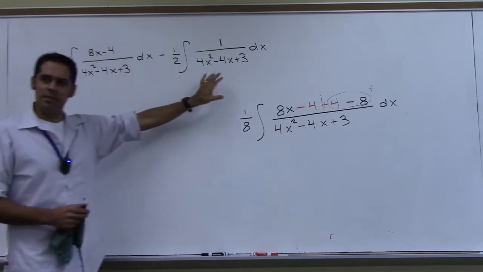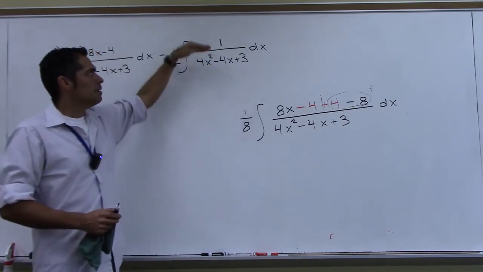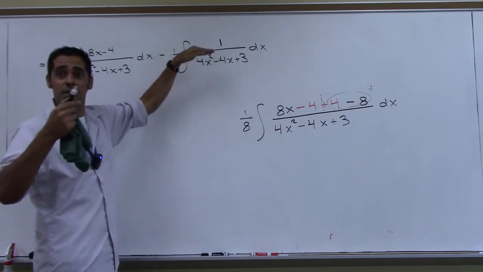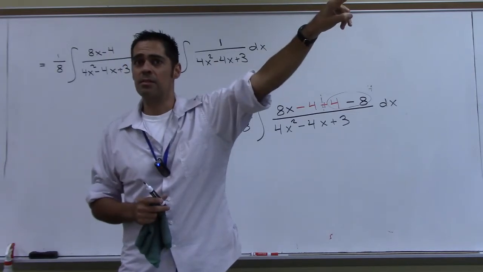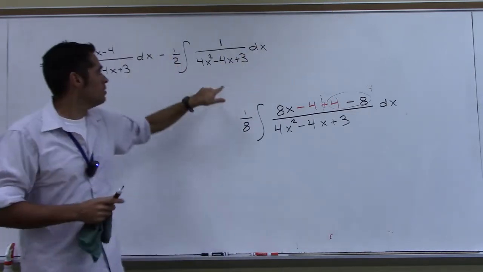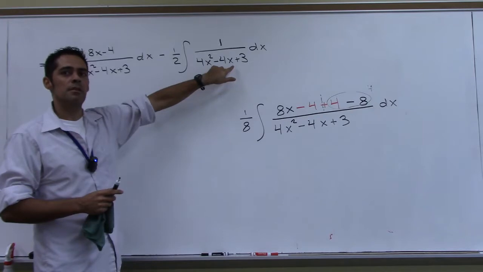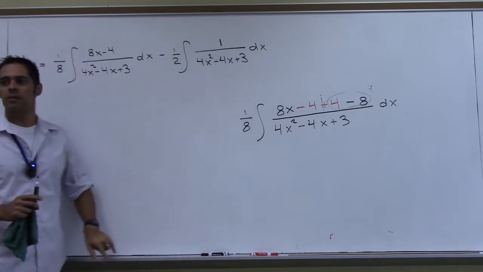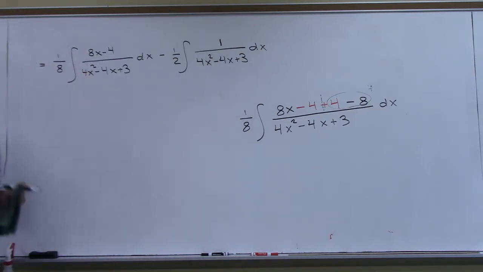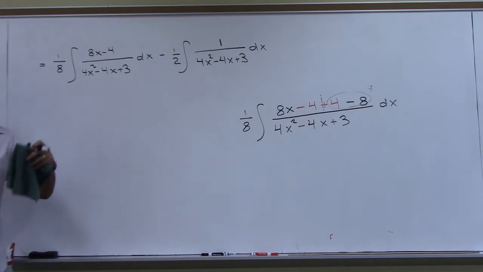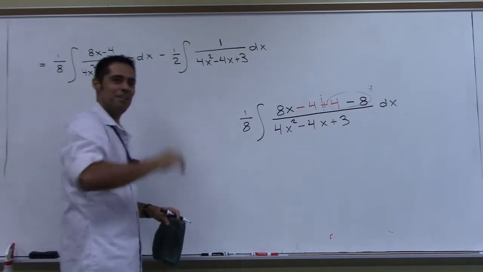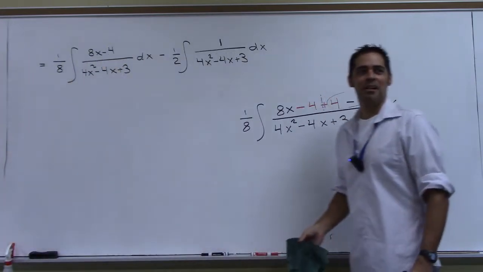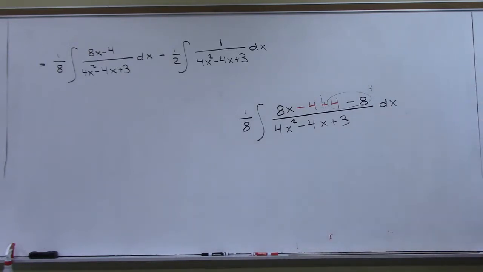What about this, though? I still have this. It's a constant over an irreducible quadratic, and that's what we did at the end of last class. See, how do you do this? You complete the square. And I hate to say it, but there's no easier way around this, okay? See, this is kind of building on itself now. Y'all understand? Ethan, you're kind of squinting your eyes. You're okay with that? All right.